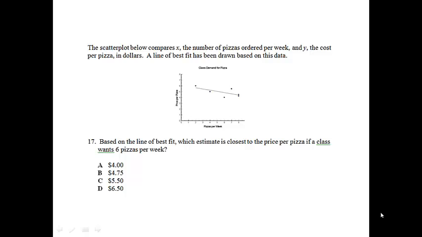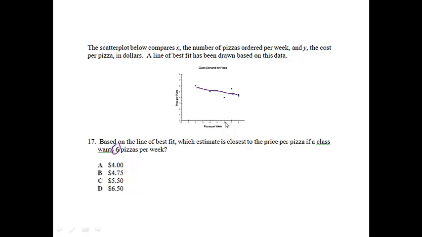The scatter plot below compares X, the number of pizzas ordered per week, and Y, the cost per pizza in dollars. A line of best fit has been drawn based on this data. Okay, number 17. Based on the line of best fit, so based on the line that was drawn, this line right here, which estimate is closest to the price per pizza if a class wants 6 pizzas per week?